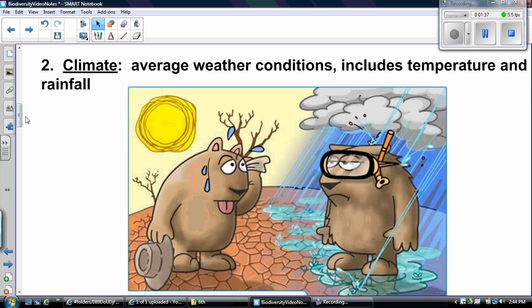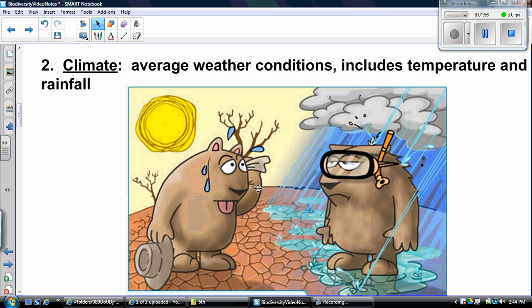Climate. Climate is an abiotic factor that is basically average weather conditions. It includes temperature and rainfall. So climate of an area includes an average temperature, an average amount of precipitation.